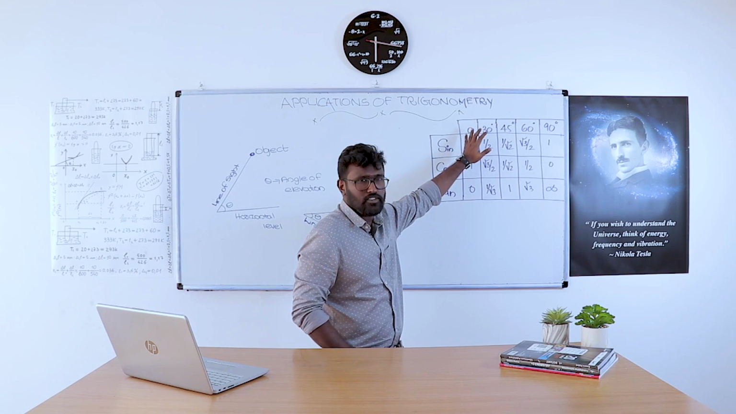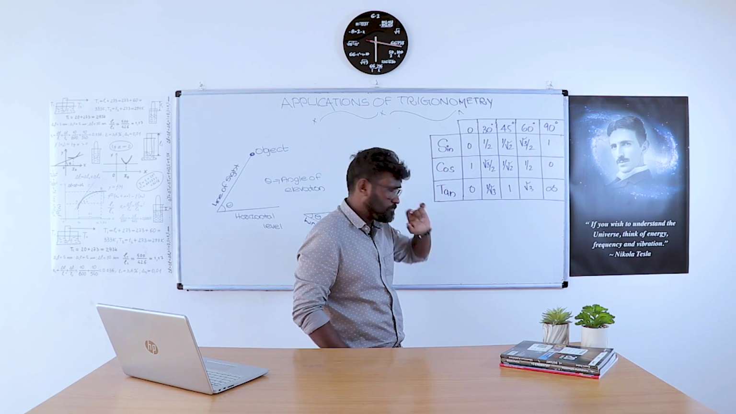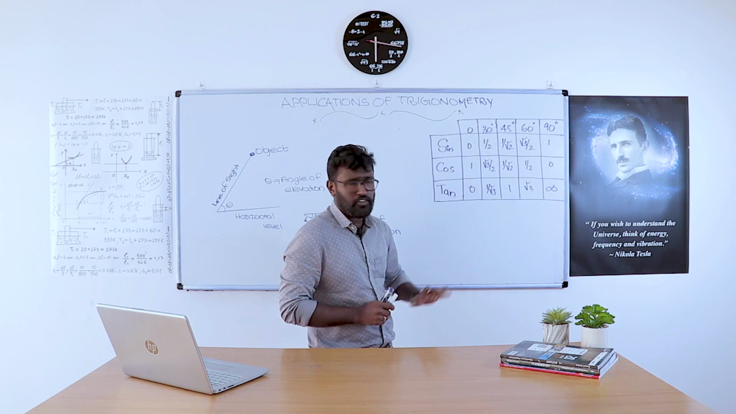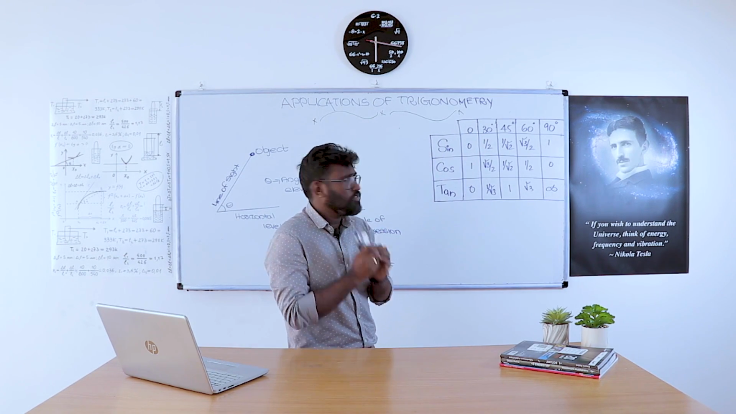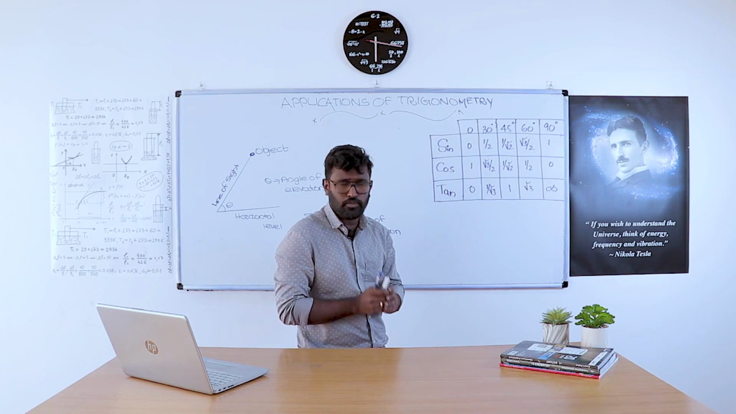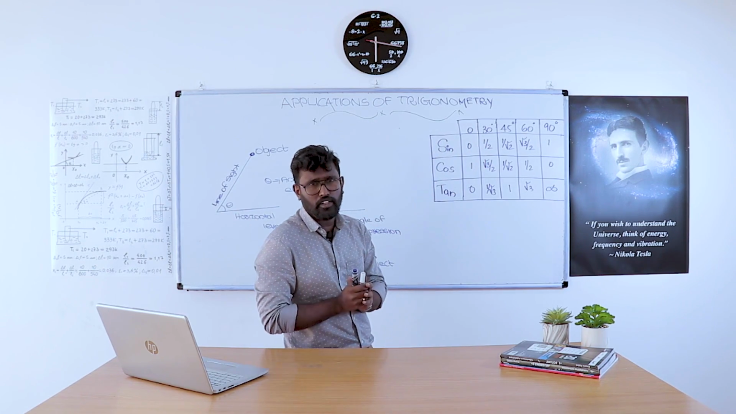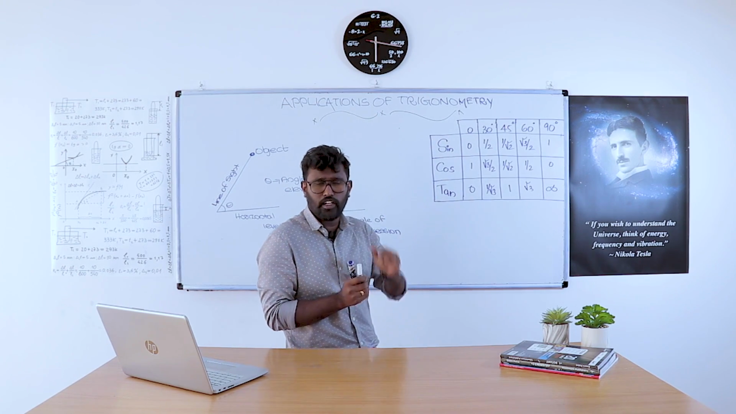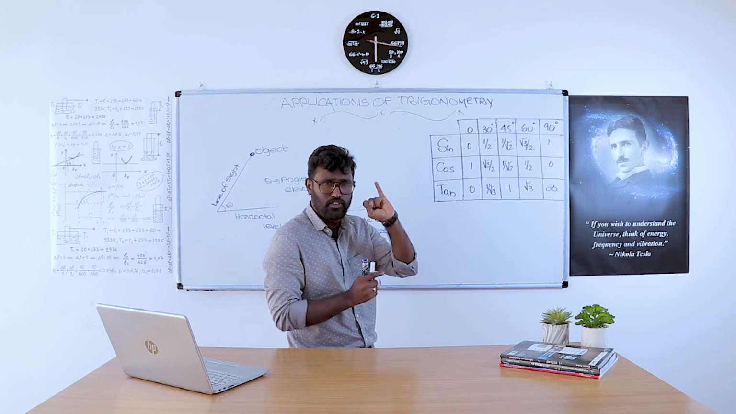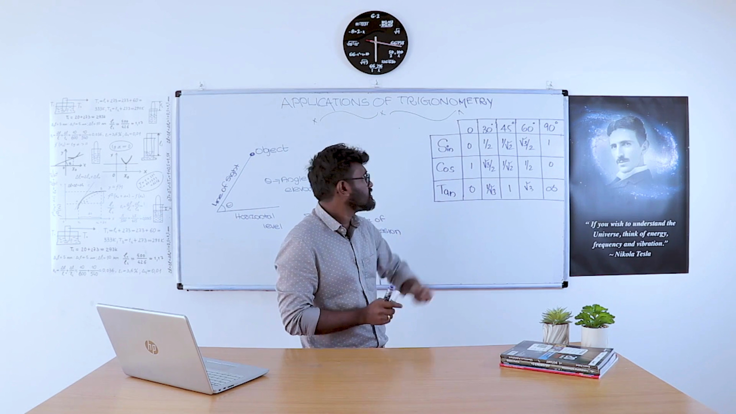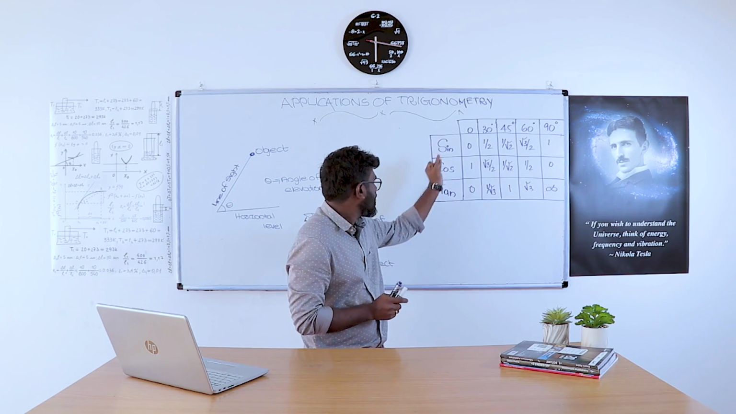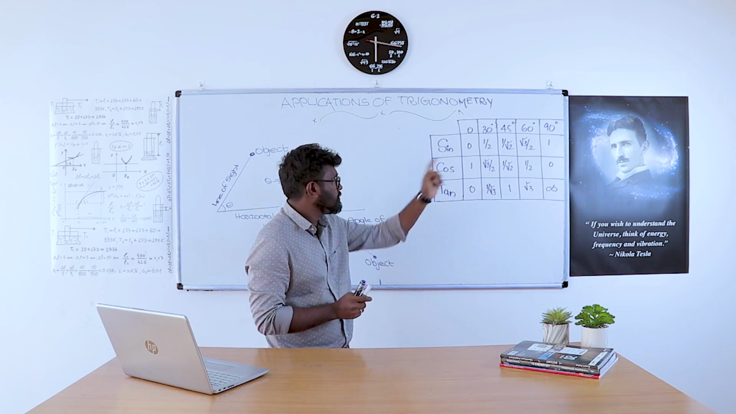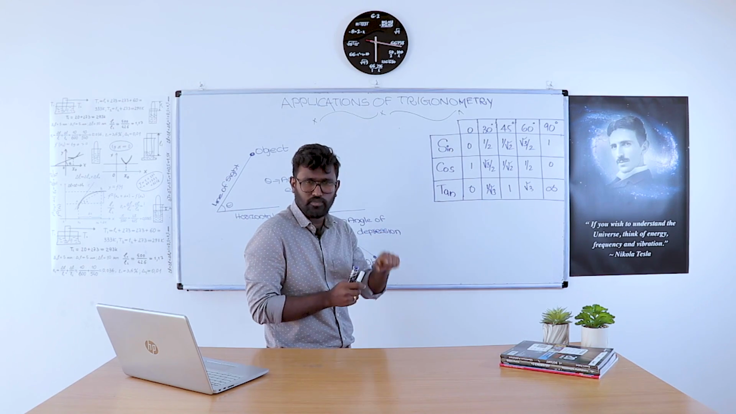So the value of sine 0 is 0. The value of sine 30 is 1 by 2. The value of sine 45 is 1 by root 2. The value of sine 60 is root 3 by 2. And the value of sine 90 is 1. So the values vary from 0 to 1. The minimum value is 0 and the maximum value is 1.